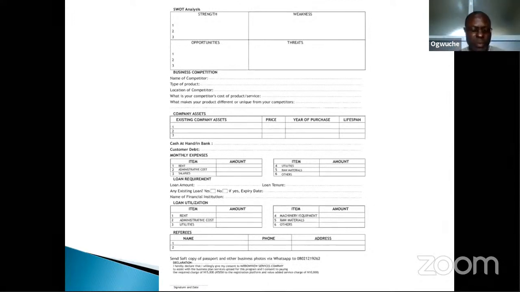Remember, opportunities are external to you. These are things you don't really have control over. They could overwhelm you, or they could open up doors for you to be able to accomplish things.